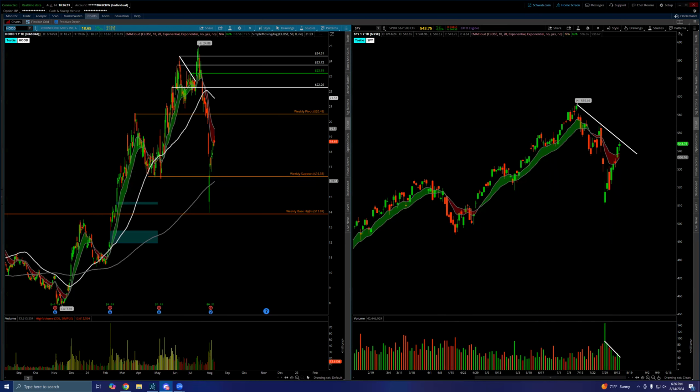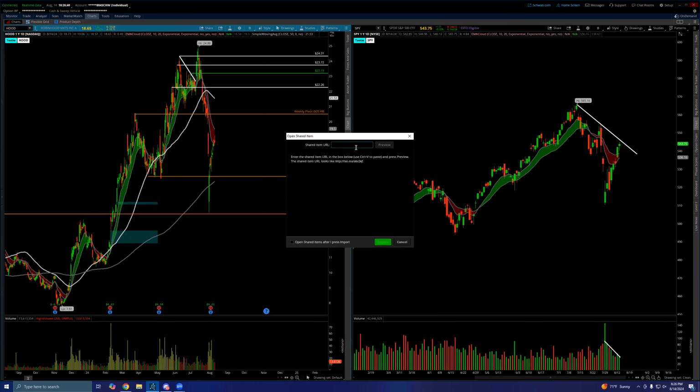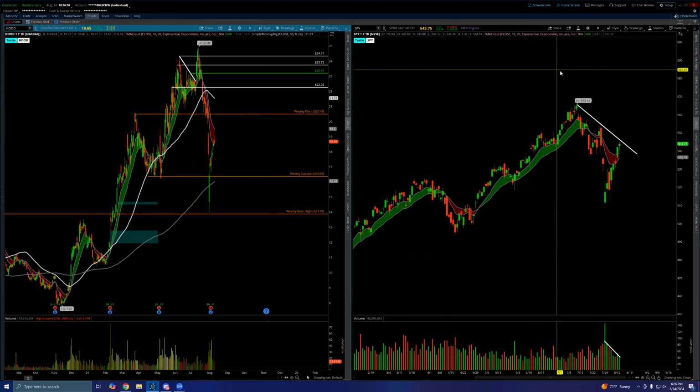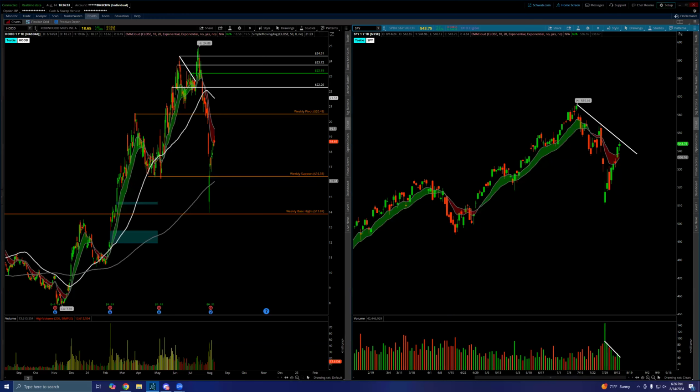I'll show you how to add it really quick, just because it's pretty weird right now. Don't click the link because it's just not going to work. Go ahead and click Setup, Open Shared Item, paste that link in here. You can click Preview. It'll show you, and then you can just click Import, and it'll import. But I'm not going to do that because I already have it. Works great. Just don't click it. Cool.